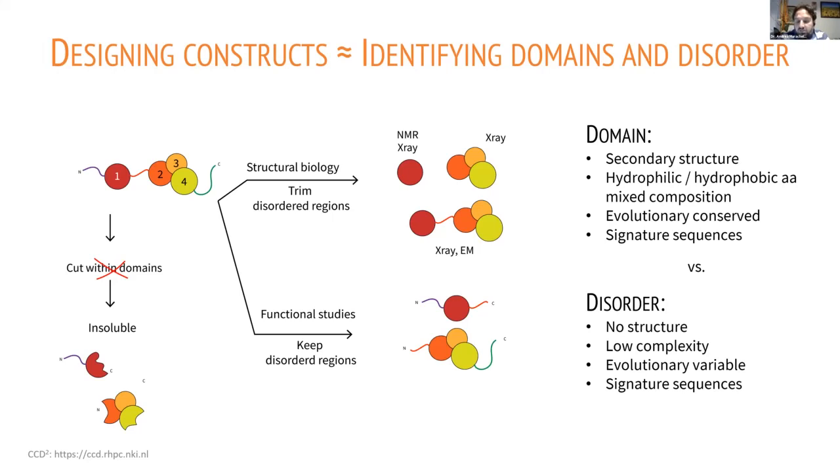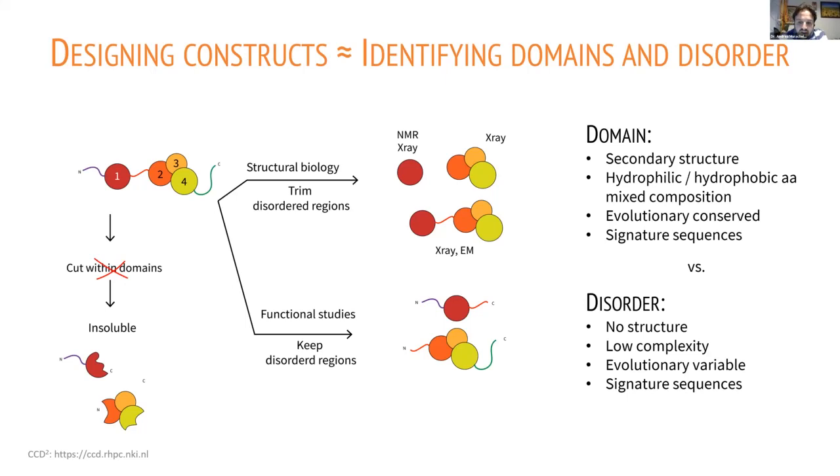Otherwise, if you're doing functional studies, you might want to keep them because they contain important functional sequences, or they might even be intrinsically disordered proteins. Whatever the case, you can generally distinguish a domain from a disordered region by their signature. So a domain tends to have a secondary structure, a hydrophilic, hydrophobic mix of amino acids. It is usually evolutionarily conserved, and you can typically find signatures in signature databases. Disorder tends to have no structure, fairly low complexity. It is more evolutionarily variable, and it can also have some signature sequences.